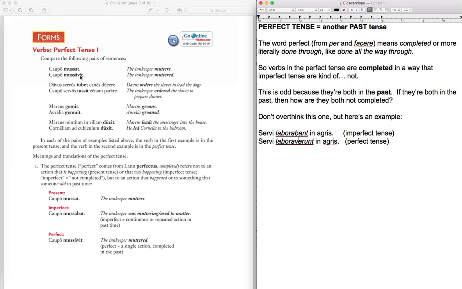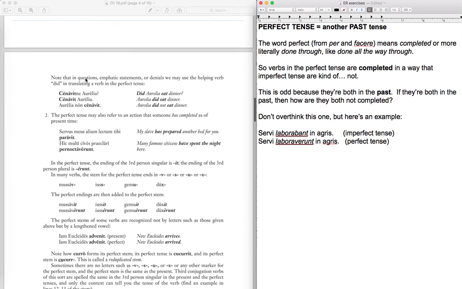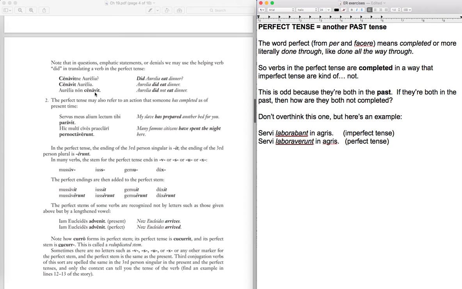So I really think you should read this stuff down here about stem markers. There are V's or S's or U's or X's in the middle of perfect verbs. Like you think of duco, ducere, which means to lead.